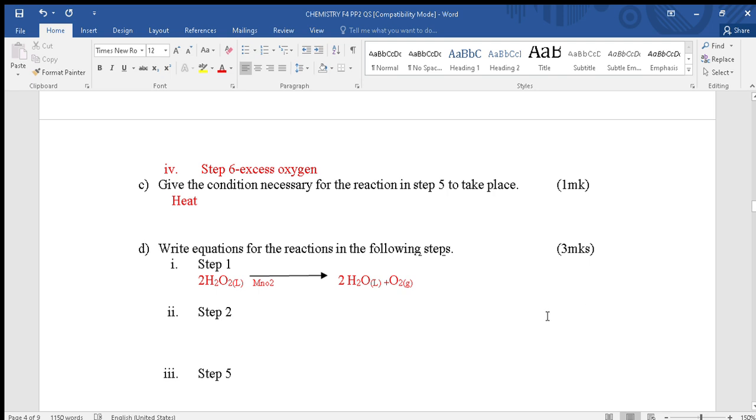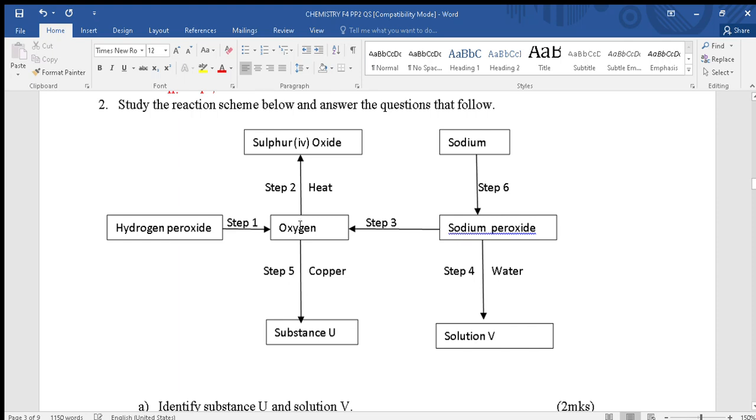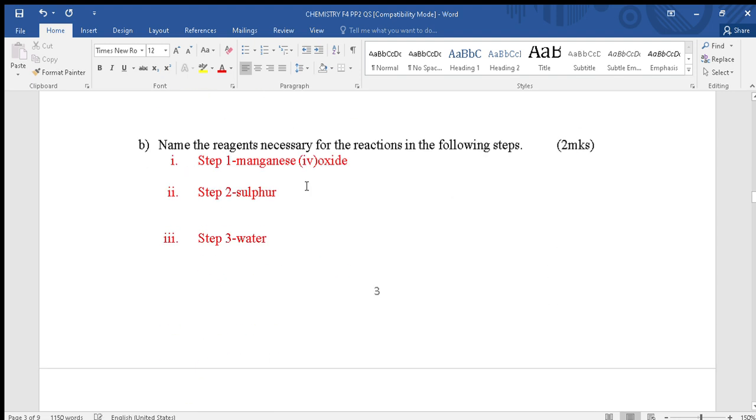So that is the correct answer for that particular question. When you come to step 2, you'll go back to the equation. Look at step 2. In step 2, oxygen, I told you, is reacting with something, and then you form sulfur oxide. And I told you the substance that is reacted in step 2 is sulfur. So oxygen is reacting with sulfur.